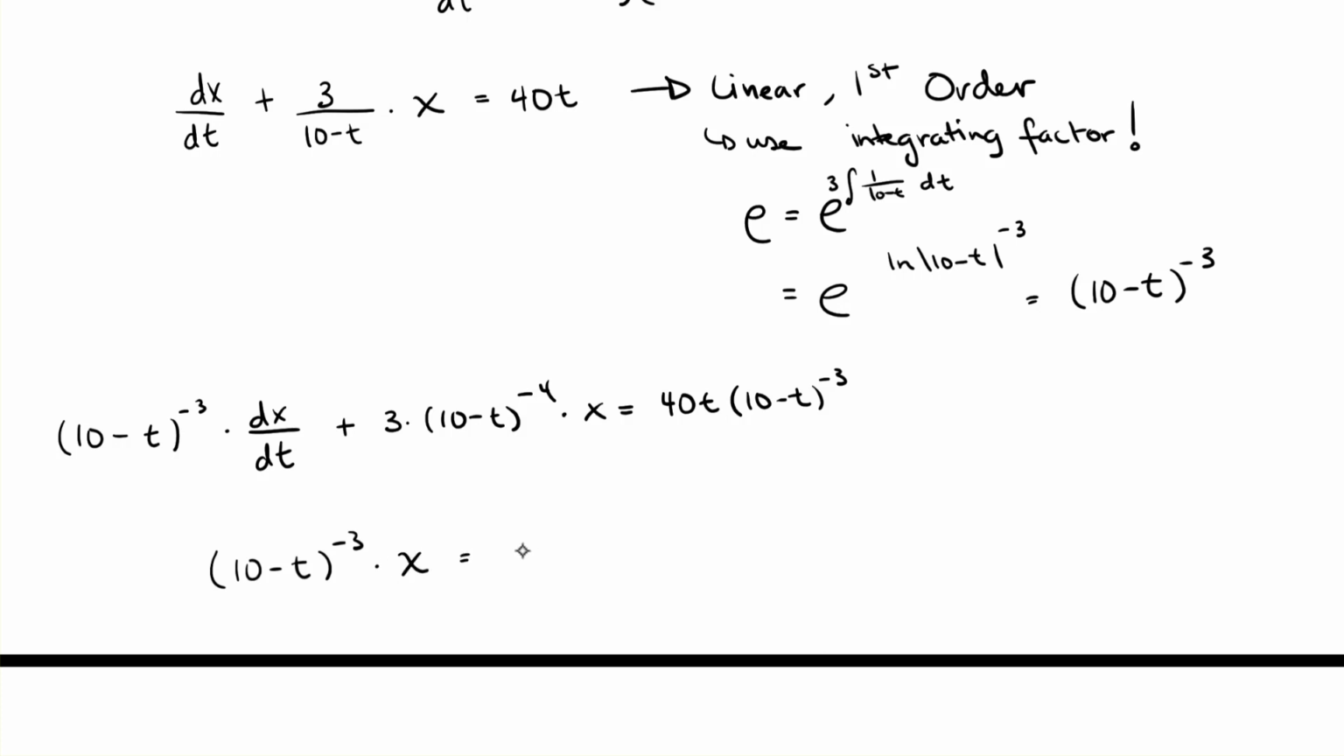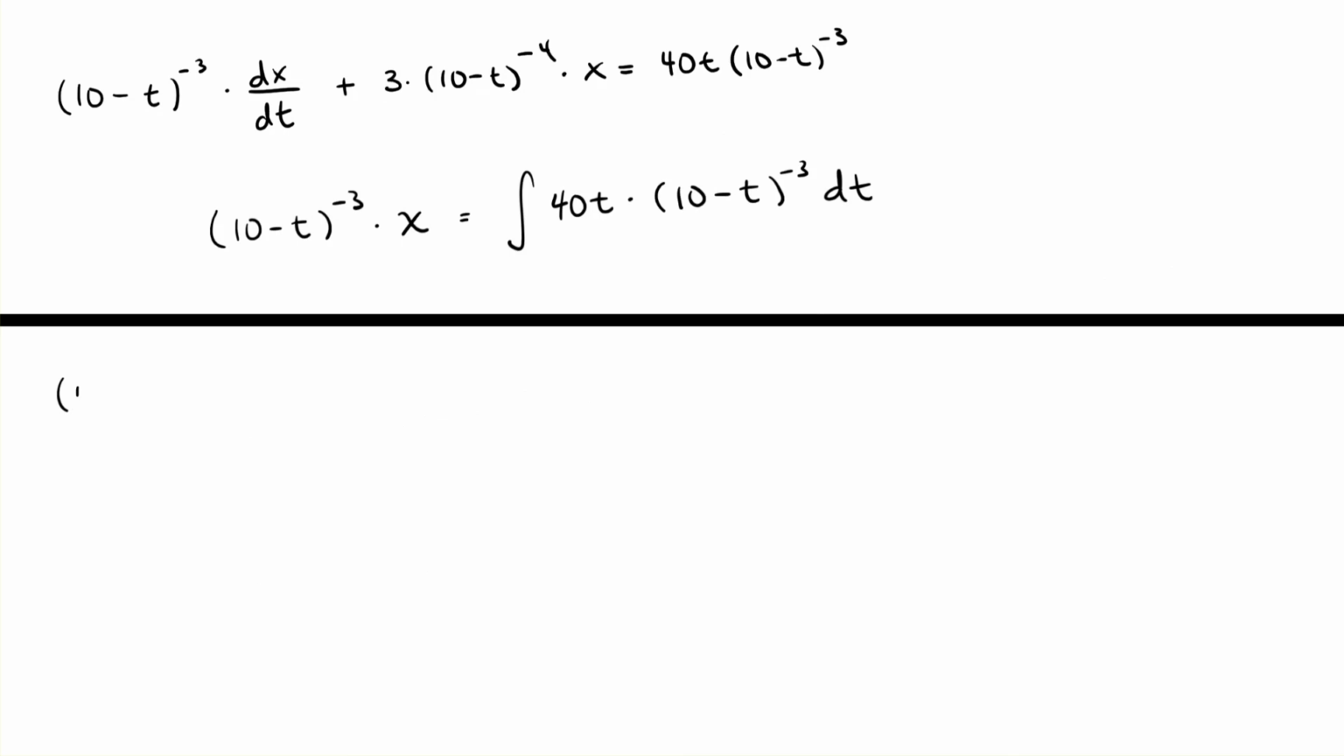And now we need to consider how we are going to integrate this expression with respect to t. First thing we do is let's rewrite this. I'm going to bring the 40 out in front as a constant multiple.